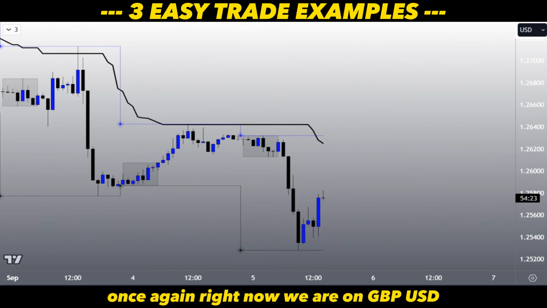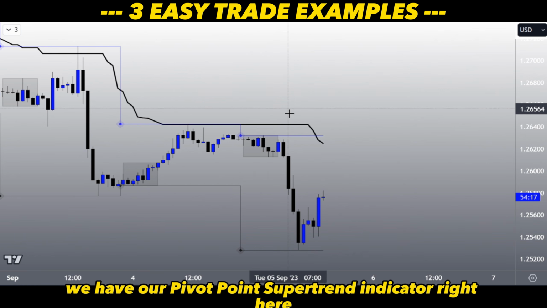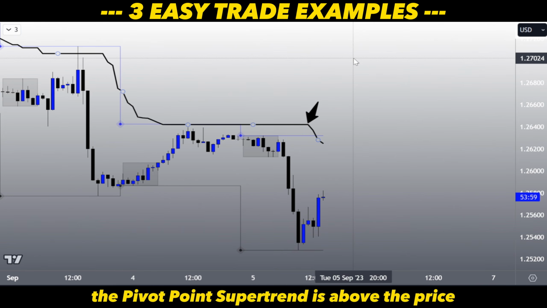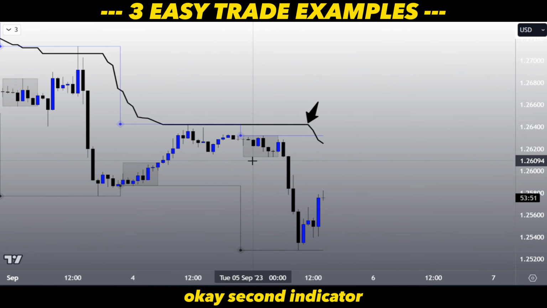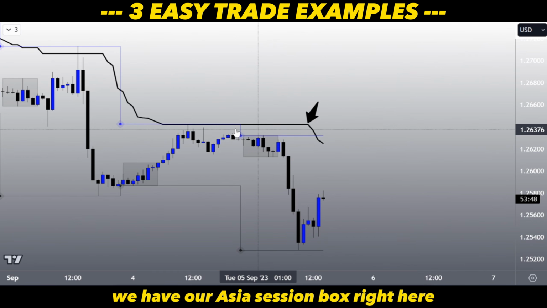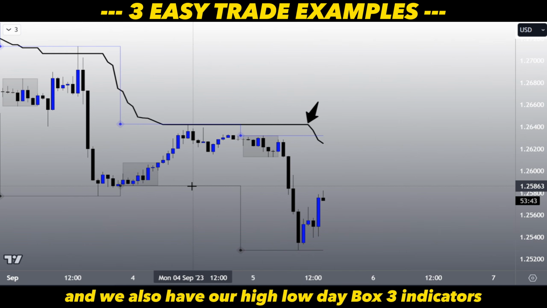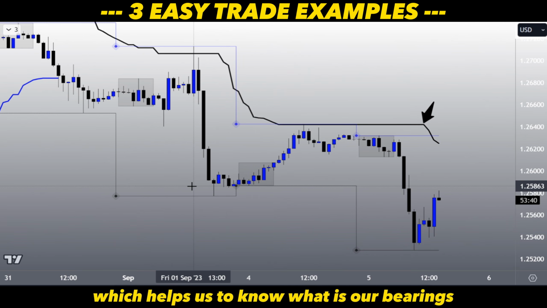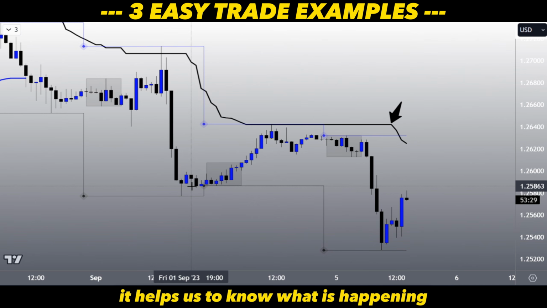Once again, right now we are on GBP USD. We have our pivot point super trend indicator right here. The pivot point super trend is above the price, which means that the momentum is bearish. Okay, second indicator, we have our Asia session box right here, and we also have our high-low day box. 3 indicators which helps us to know what is our bearings in the market. Is the market bearish? Is it going sideways? Is it consolidating? Is it impulsive? It helps us to know what is happening.